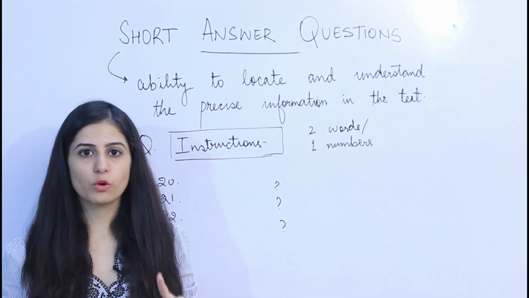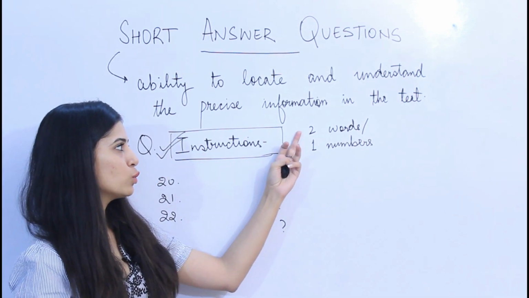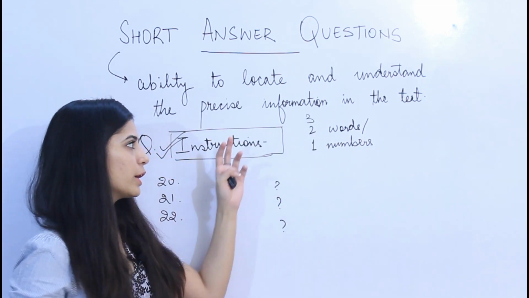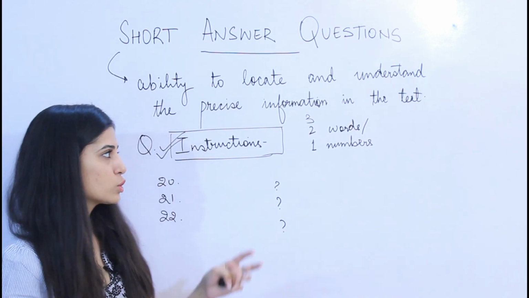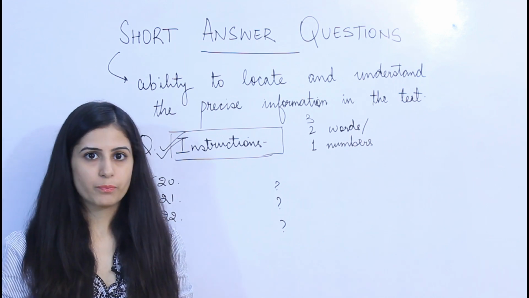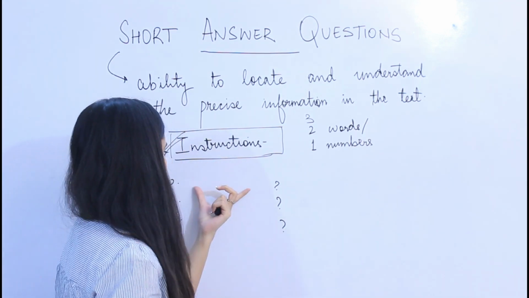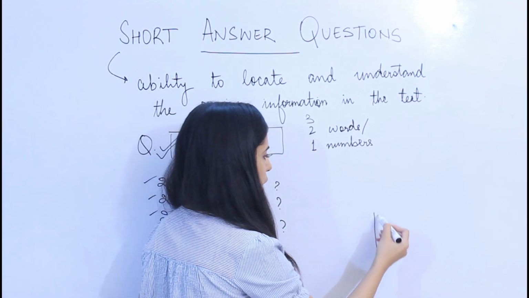The first and the foremost thing is to underline your instructions. Whether it's saying 2 or 3 words, no more than 3 words, it could also be 3 words. It could be 1 word, it could be 2 or more words. So depending upon the instructions, you have to answer your questions. So that's the first and the foremost thing here. Then your questions are given to you. You have to answer those questions in your answer sheet.